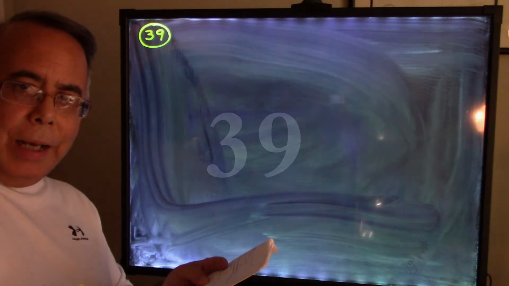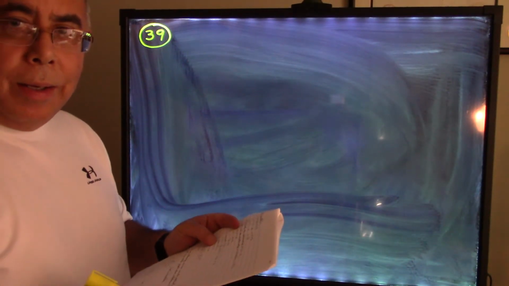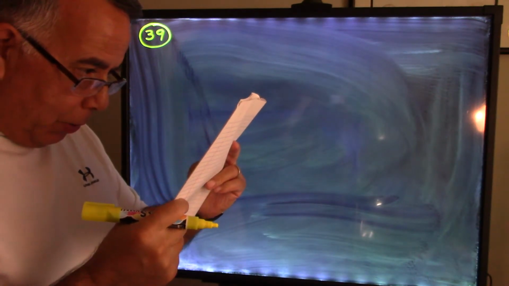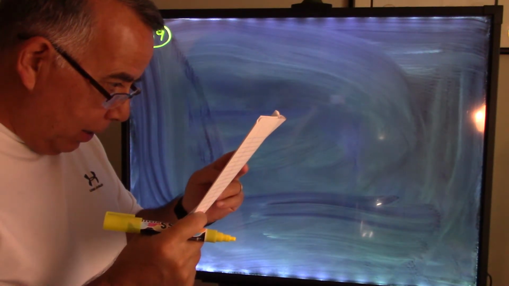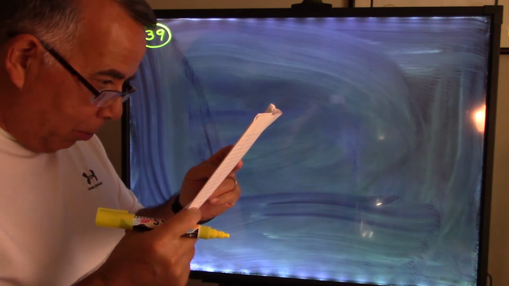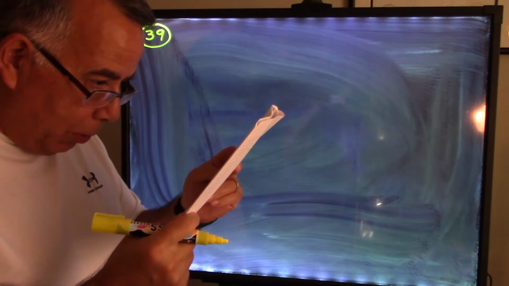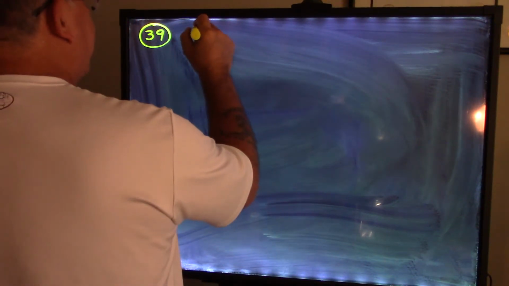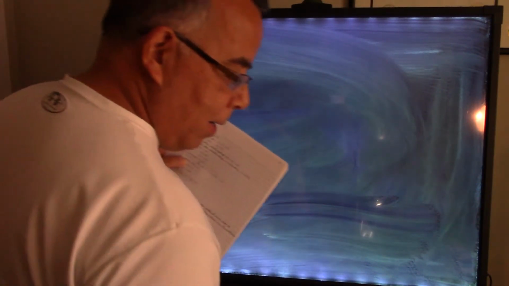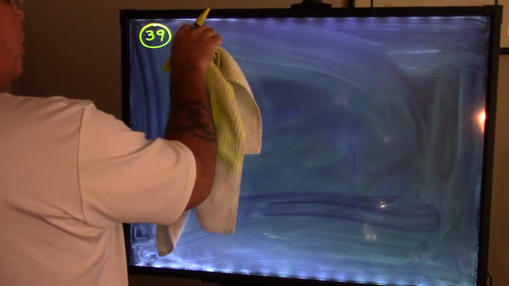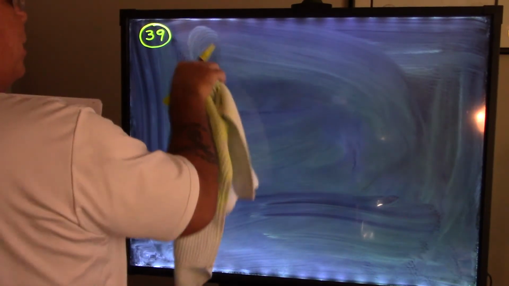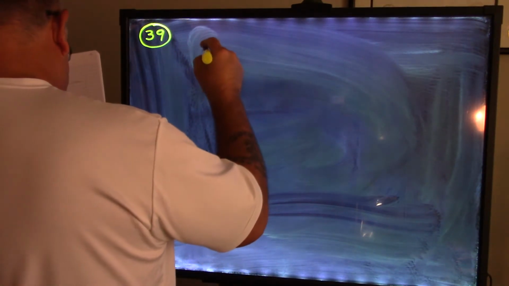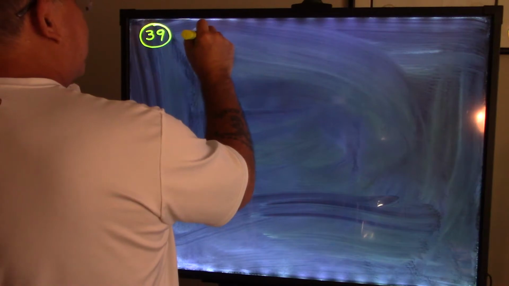Okay, number 39. Consider the relationship 3r plus 2t equals 18. Part A, write the relationship as a function, r equals f of t. Alright, so let me write this relationship down. If I can avoid making stray marks, that would be nice. Alright, so 3r plus 2t equals 18.